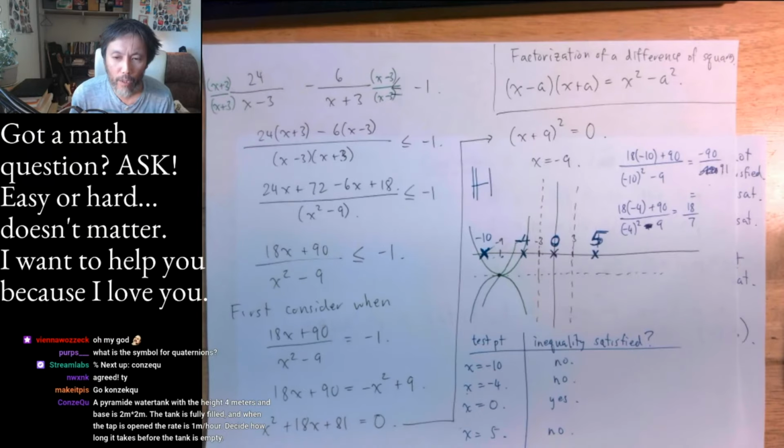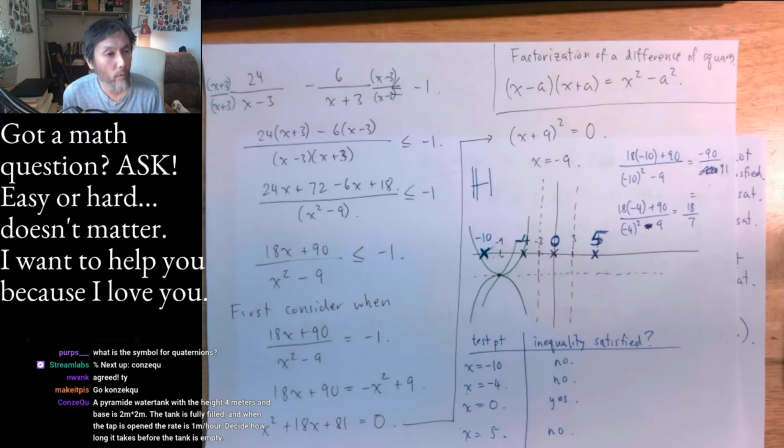A pyramid water tank with height 4 meters and base 2 by 2 meters. It's like 3 feet, right? The tank is fully filled, and when the tap is opened, the rate is 1 meter per hour. Decide how long it takes before the tank is empty.